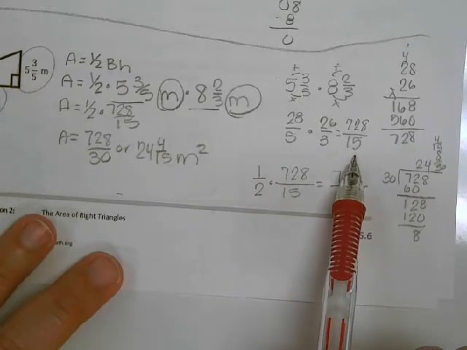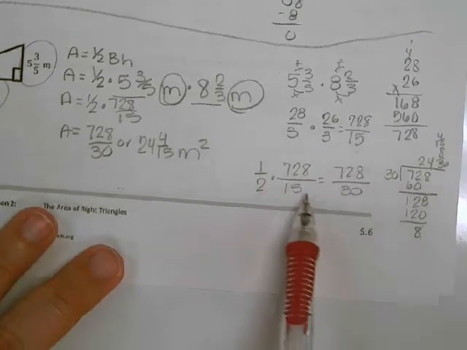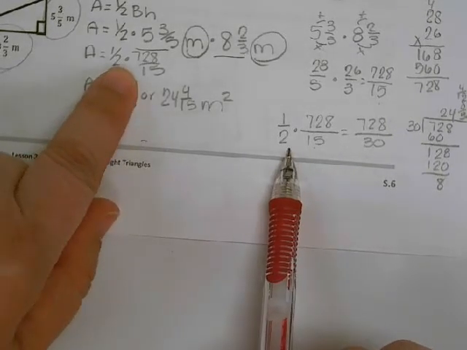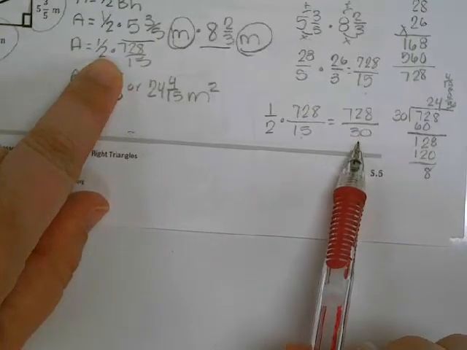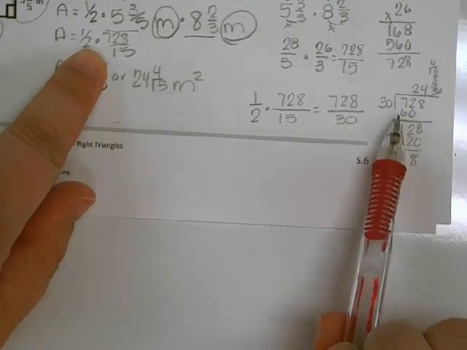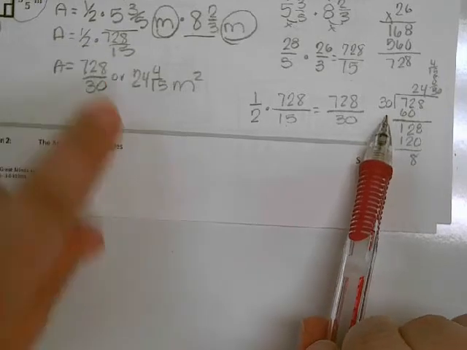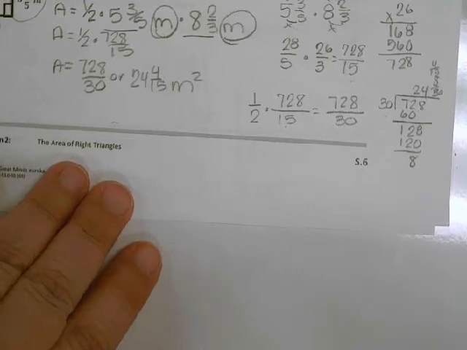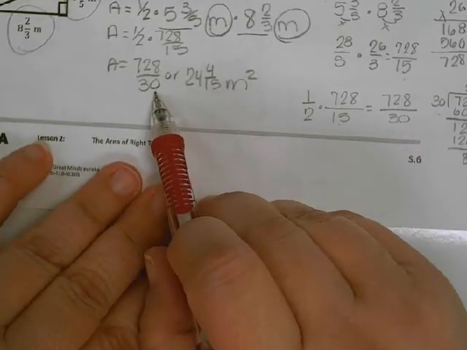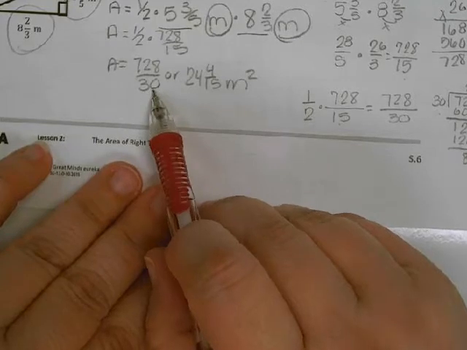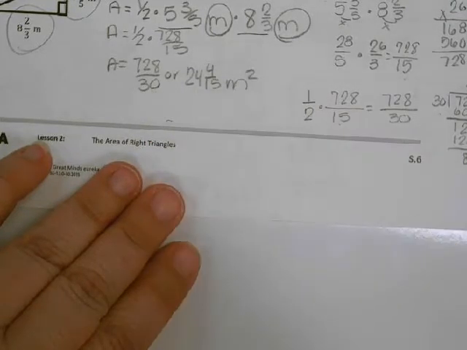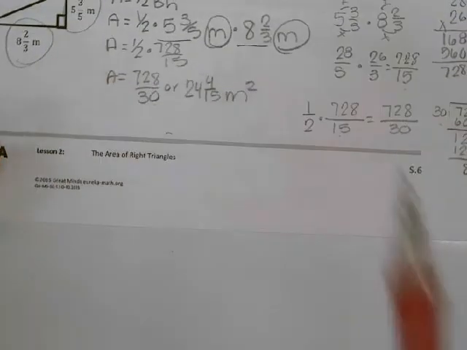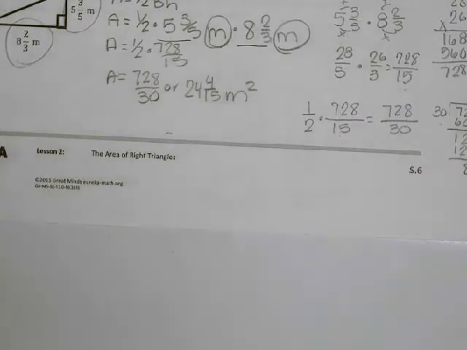I multiplied that together and got 728/15. Then I multiplied 728/15 by 1/2, which is this step here. And I got 728/30. Then I divided 728 by 30. And that gave me 24 4/15 after I reduced. If you left it as 728/30, I would not mark that wrong, but I want you to get in the practice of putting it back into a mixed number. If it starts with a mixed number, then let's try to get back in the practice of putting it back into a mixed number.